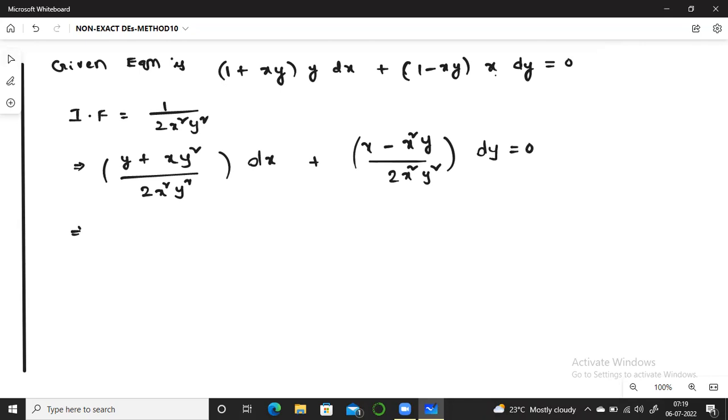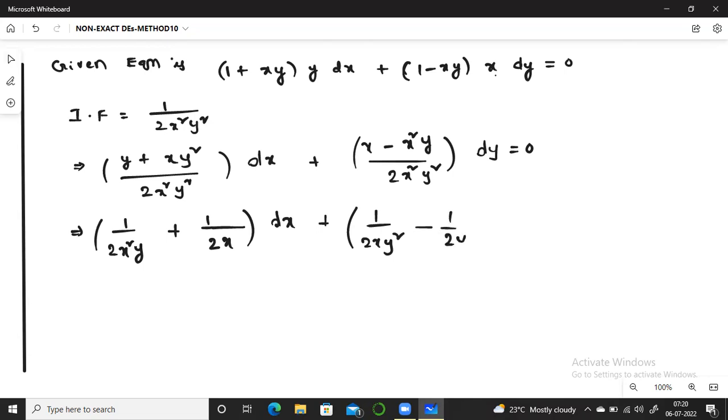Now y over 2x squared y squared, how much will you get? 1 over 2x squared y, one y will be cancelled. Second term is xy squared by this, it means 1 over 2 will be there, x is in the denominator, and the y squared term is cancelled, into dx. Plus this term x over 2x squared y squared means 1 over 2xy; minus x squared will be cancelled, one y term will be there, 1 over 2y dy is equal to 0.